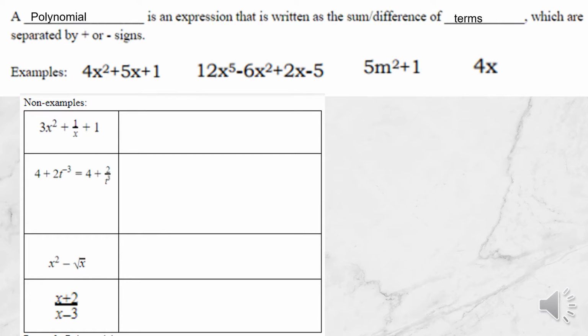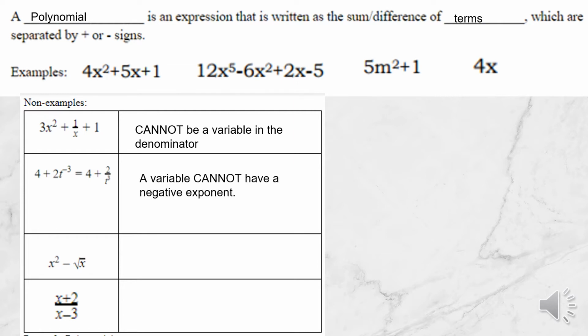However, there are four things that would make something not a polynomial. The first is you can't have a variable in the denominator. You can't have an x on the bottom. The second is you can't have a negative exponent. And what we'll see later with our rules of exponents is that having a negative exponent actually means that you have a variable in the denominator. So they're kind of the same requirement.